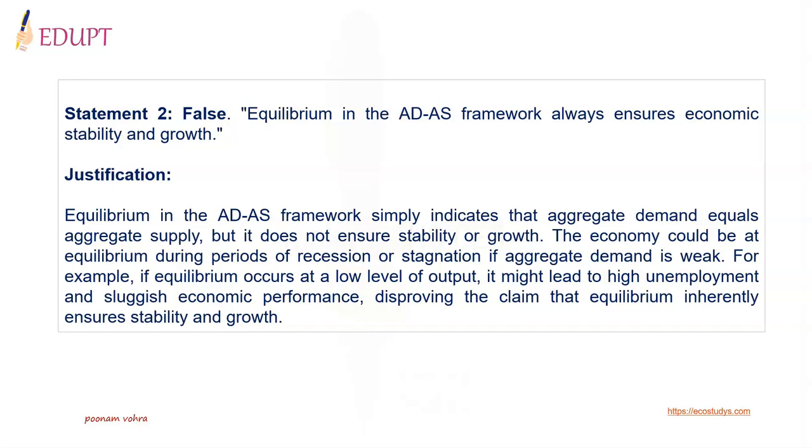For example, if equilibrium occurs at a low level of output, it may lead to high unemployment and sluggish economic performance. So, disproving the claim that equilibrium inherently ensures stability and growth.